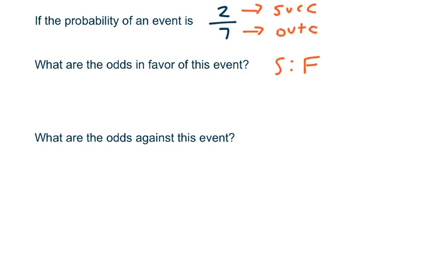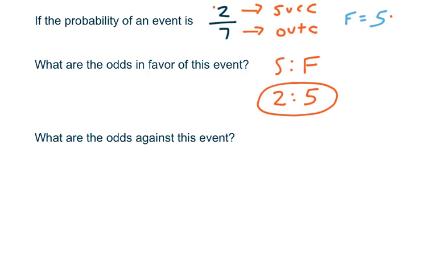Well, if I have 2 successes and 7 outcomes, then the number of failures must be the difference between those, or 5. So when I go to write the odds in favor of this event in terms of successes to failures, I can see that I have 2 successes and I have 5 failures, so the odds in favor of this event are 2 to 5.